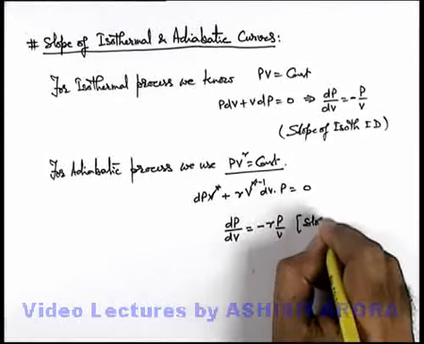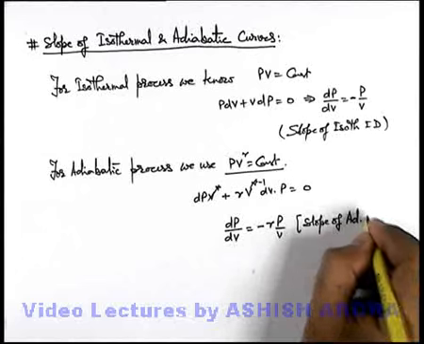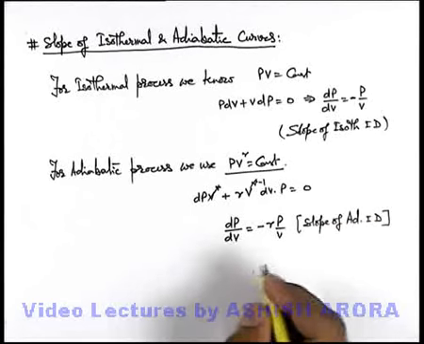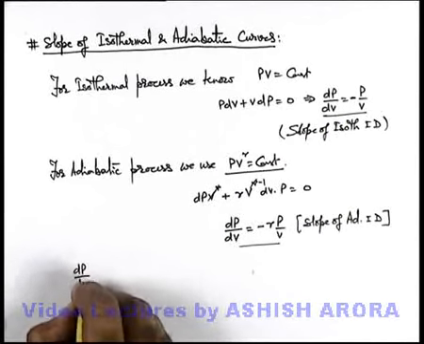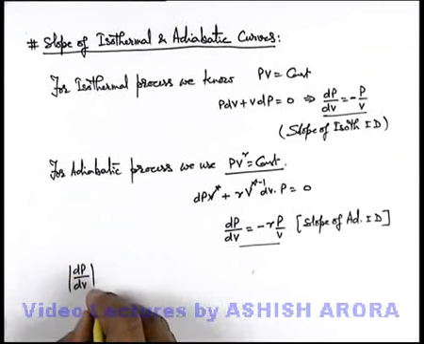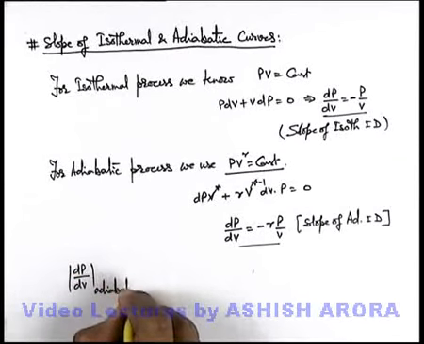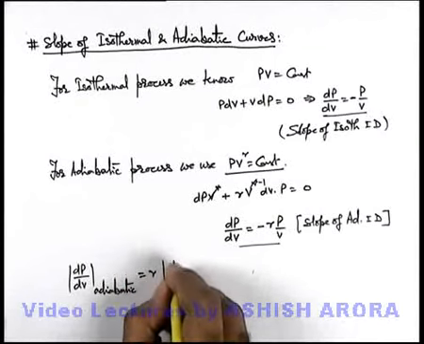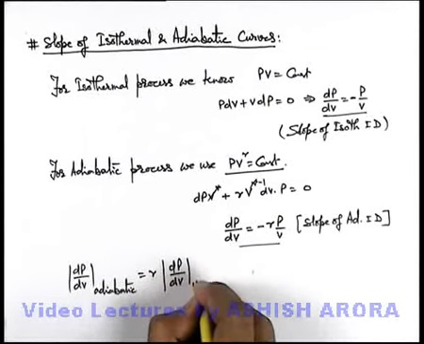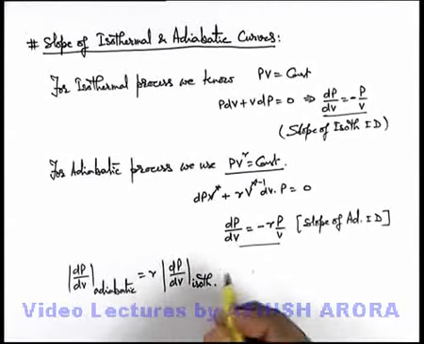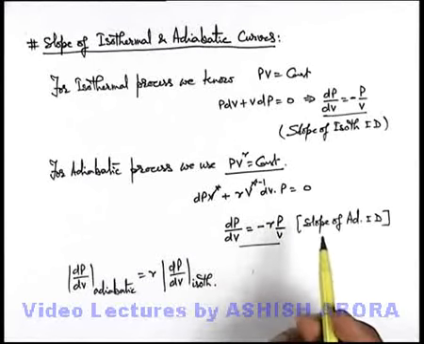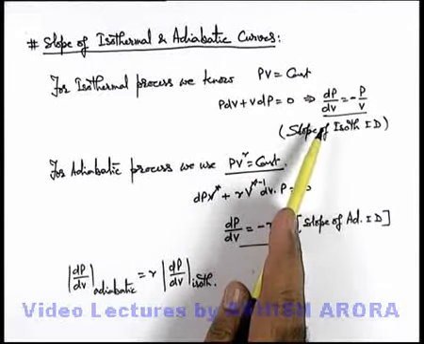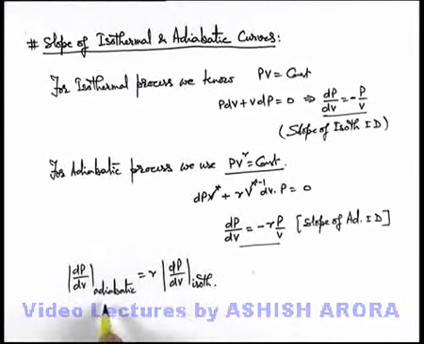This we can write as the slope of the adiabatic indicator diagram. Now if we compare these two slopes, we can write dP by dV of the adiabatic curve as gamma times dP by dV of the isothermal curve. Practically, we are talking about the magnitude. Even if we use the absolute values, we can state this as gamma times the slope of the isothermal curve. That means the adiabatic curve has more slope compared to the isothermal curve.